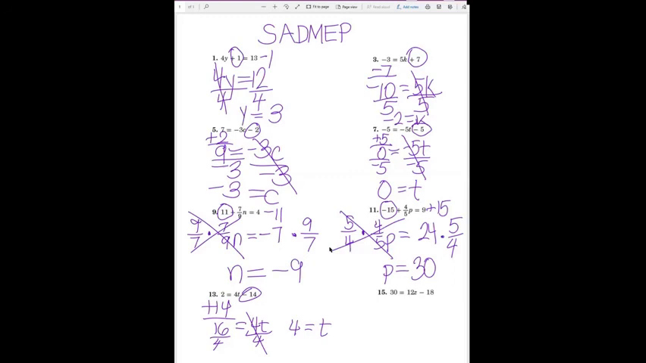Last one, number 15. 30 equals 12z minus 18. Using SADMEP, S stands for subtraction. Circle the subtraction. When you move the -18 to the other side, it's going to change to the opposite. The opposite of -18 is +18. Add those together. 30 plus 18 equals 48. Bring down your 12z.